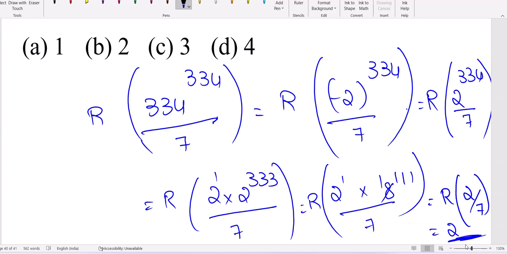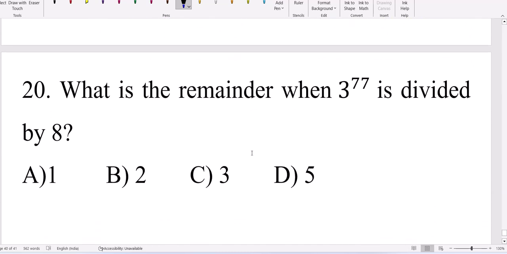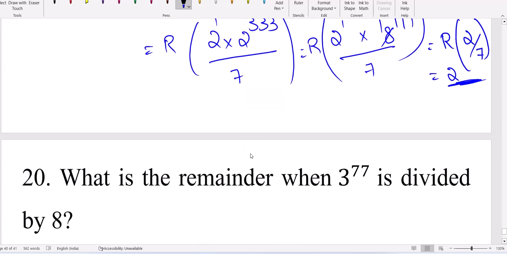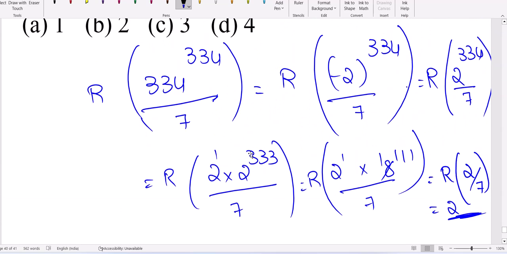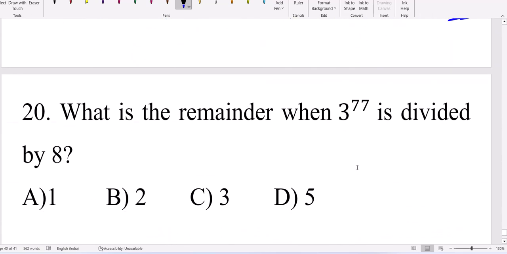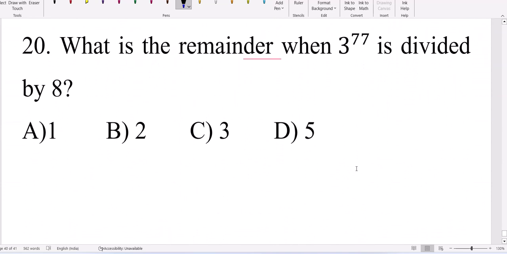Next question, try the 20th one. Then the next one is 3 power 77 divided by 8. After this, I'll give one question where it will take more time for you to find the answer, and then I'll give another method. I hope you are done with this question. Then you try this: 3 power 77 divided by 8.